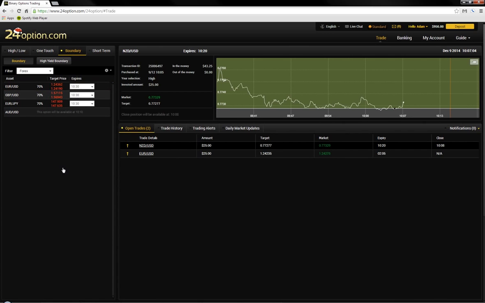That's something I liked a lot, because sometimes when you get a flat market and you don't want to go up or down, you could do boundary trading. Again, they offer high yield boundaries, but those boundaries become much tighter. I would stay out of it.